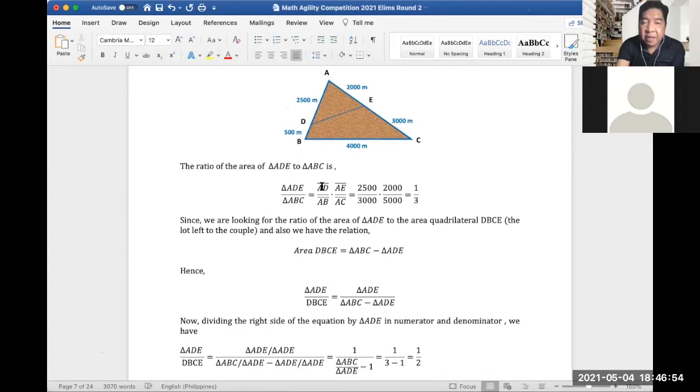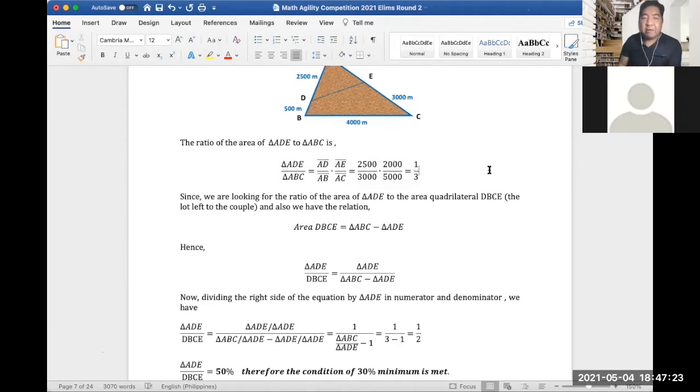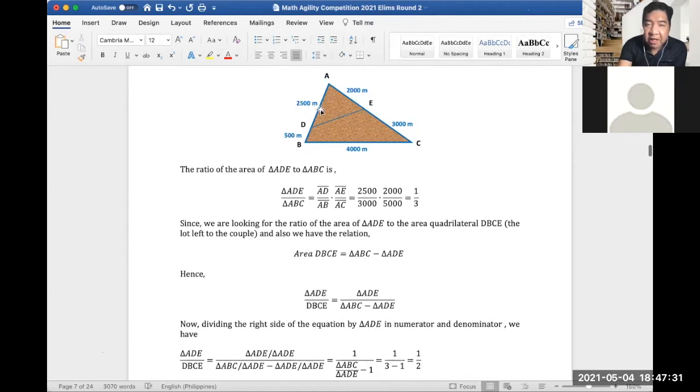So AD over AB of the whole triangle, right? AB times AE, again for the small triangle, and divided by segment AC, which is the whole triangle or the whole lot. So that would be equivalent to 25 over 3,000 times 2,000 over 5,000, which when we simplify, that's 1/3.